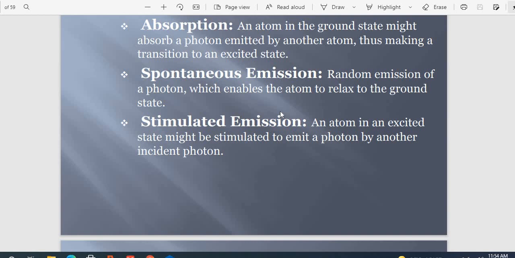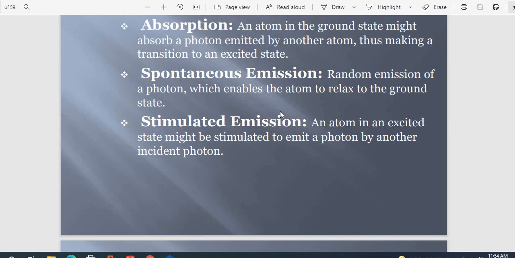Stimulated emission, students? An atom which is in the excited state might be stimulated to emit a photon by another incident photon. When one incident photon arrives, because of that there is one more photon emitted. Because of that you get stimulated emission. Stimulated emission is for the excited state, spontaneous emission is for the ground state. Because of these two processes you get the emission of photons.